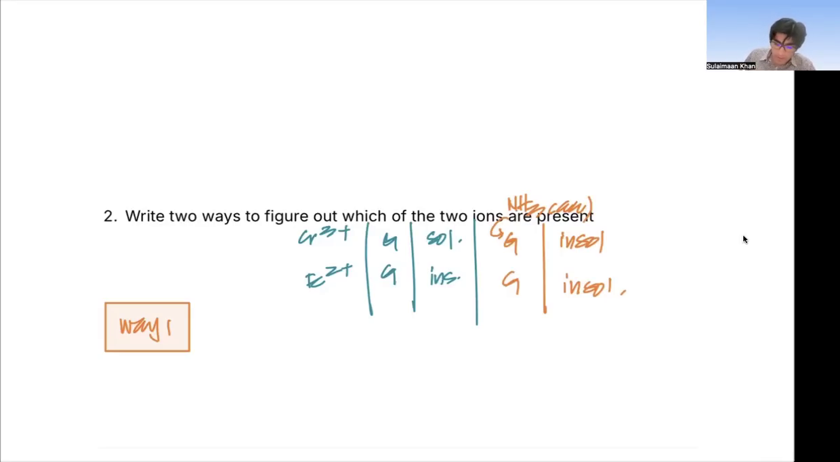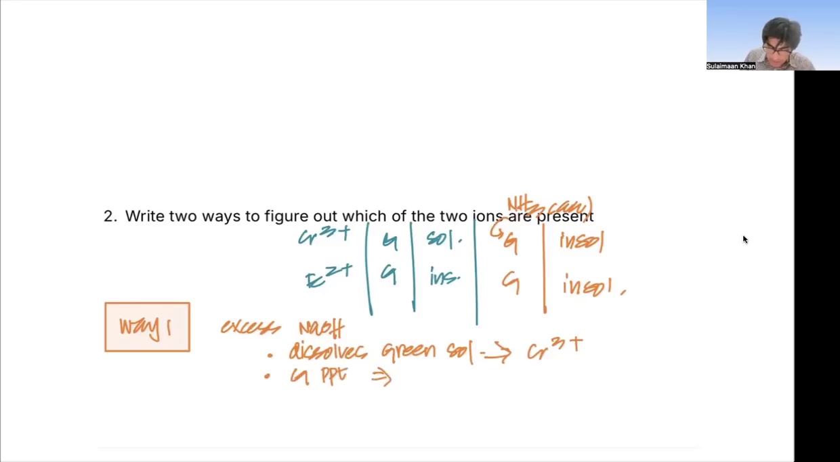Way number one is to add excess NaOH, right? And if it dissolves to give you a green solution, aka it's soluble, you are not to write the word soluble. You're going to say it dissolves to give a green solution, then it's the chromium 3 plus ion. And if the green precipitate remains, then it's the Fe2 plus ion. But there's also method number two.